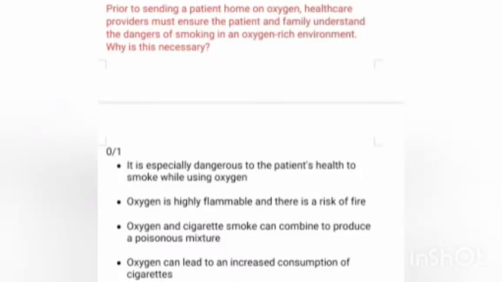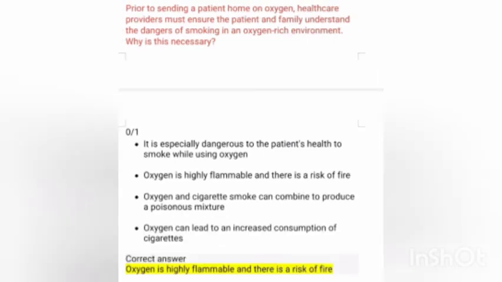Next question. Prior to sending a patient home on oxygen, healthcare providers must ensure the patient and family understand the dangers of smoking in an oxygen-rich environment. Why is this essential? Option A. It is especially dangerous to the patient's health to smoke while using oxygen. Option B. Oxygen is highly flammable and there is a risk of fire. Option C. Oxygen and cigarette smoke can combine to provide a poisonous mixture. Option D. Oxygen can lead to an increased consumption of cigarettes. The correct answer is option B. Oxygen is highly flammable and there is a risk of fire.